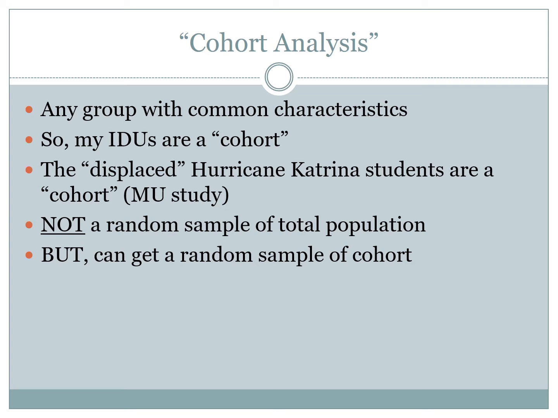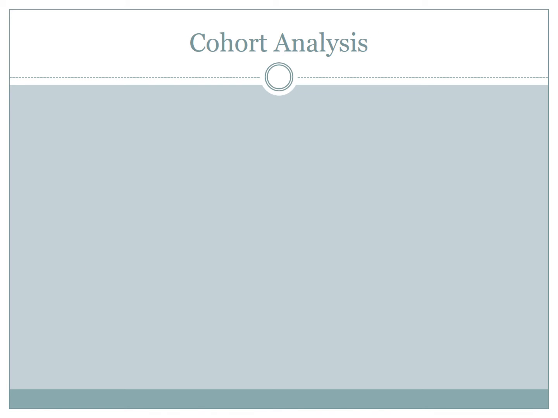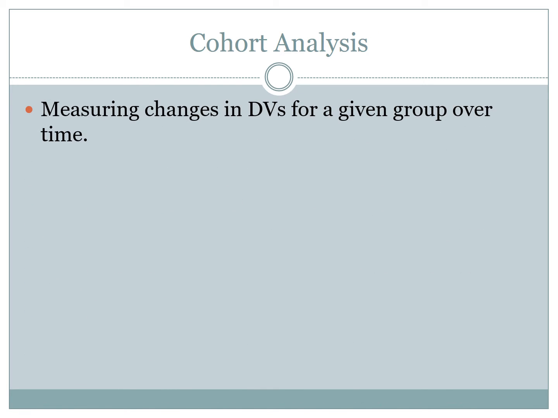If it was a larger cohort, like all incoming freshmen this academic year at UWW, I could definitely get a random sample of that larger group of approximately 2,000 students, but they all still are a cohort because they share that same characteristic. If we want to assess that cohort, what we could talk about as far as a survey design is measuring different dependent variables and how they have changed over time.